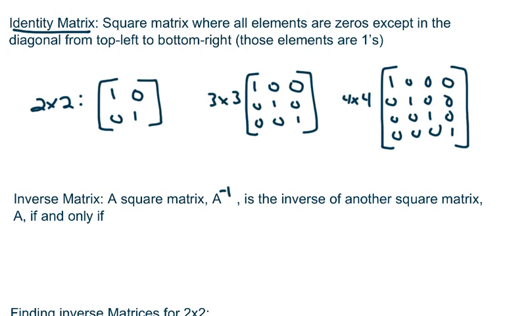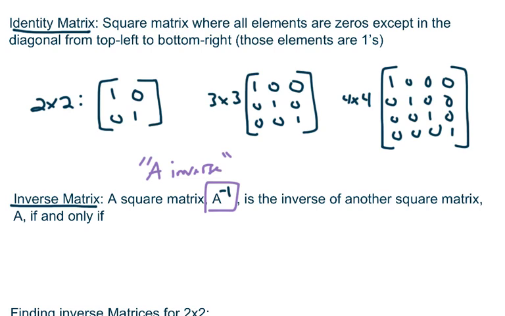What we're going to be focusing on, where this is going to come into play, is when we get into the idea of the inverse matrix. A square matrix A inverse, and this is pronounced A inverse. I'll write this up above this. So this is A inverse. That's how you say this. A inverse is the inverse of another square matrix A if and only if.